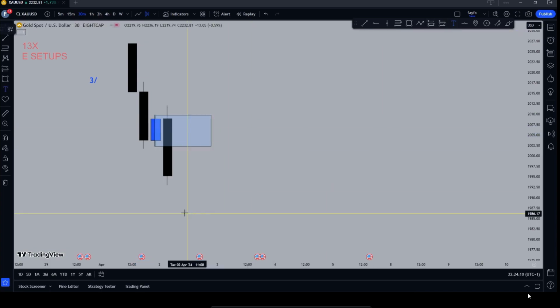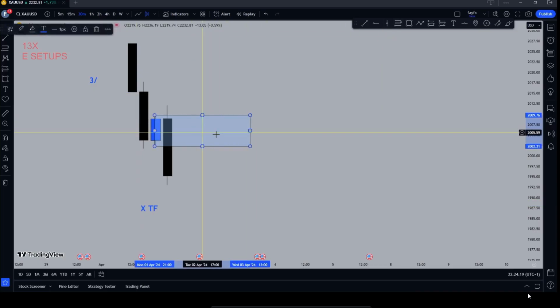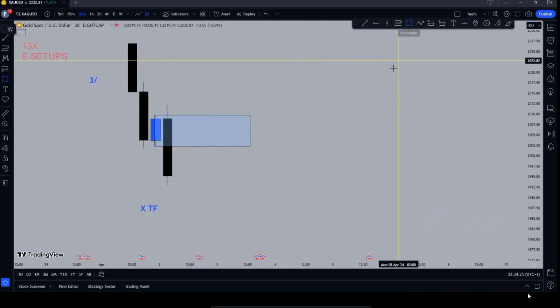On X time frame. And when we go lower, inside this range we are going to find something like this.